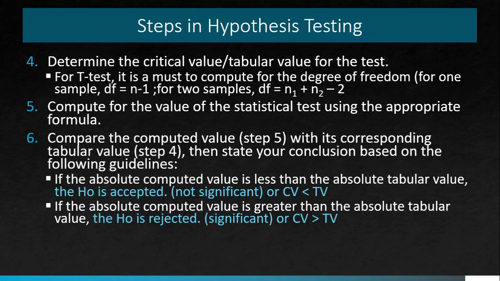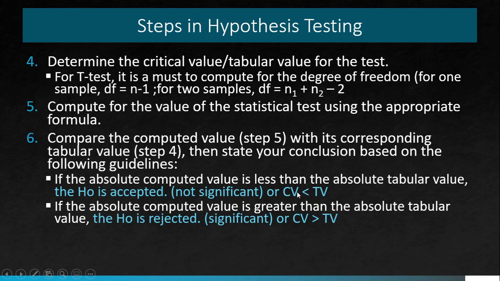And then step 6, you will now compare these two values. Okay, so this is now the test for significance. So as I've stated a while back, in statistics, for you to prove your claim, for you to prove your hypothesis, there should be a presence of significance in your values. So for us to test whether your values are significant or not, you will compare your tabular or your critical value and your computed value. Okay, so here are your guidelines.